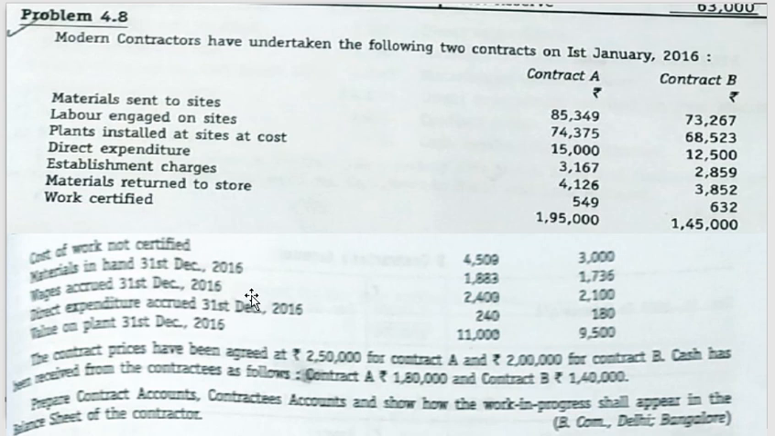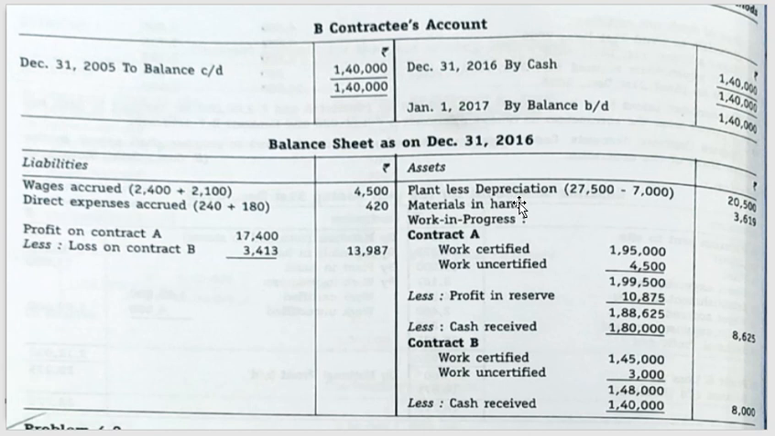Wages accrued and direct expenditure accrued will be appearing in the liabilities side. All your outstanding and accrued items will be appearing on your liabilities side. So material in hand and the value of plant, the closing value, will appear in the asset column. So the asset items are material in hand, then plant.